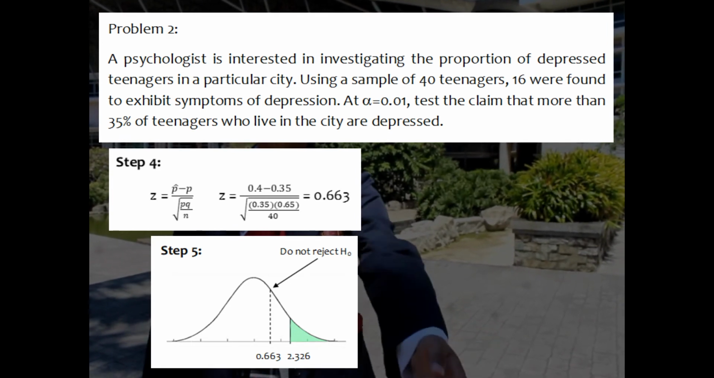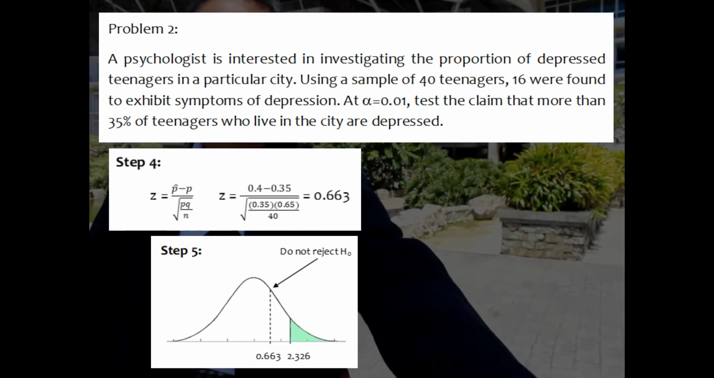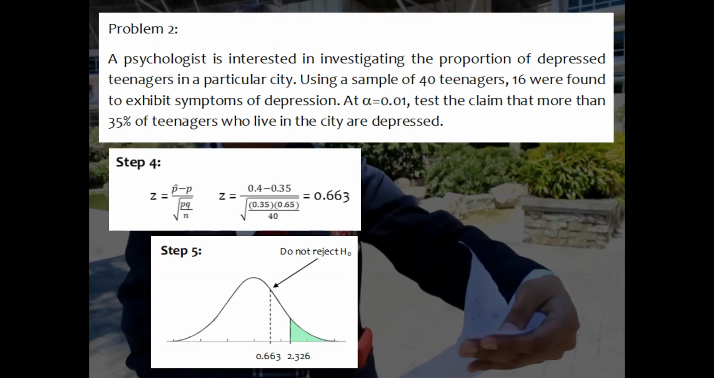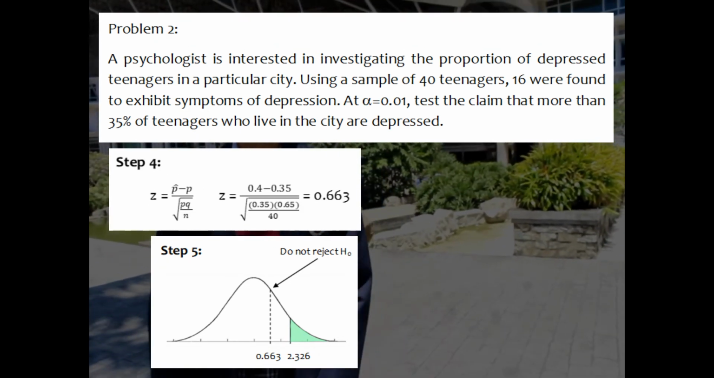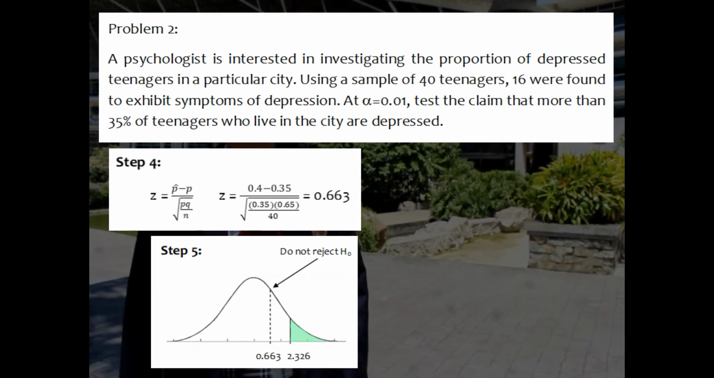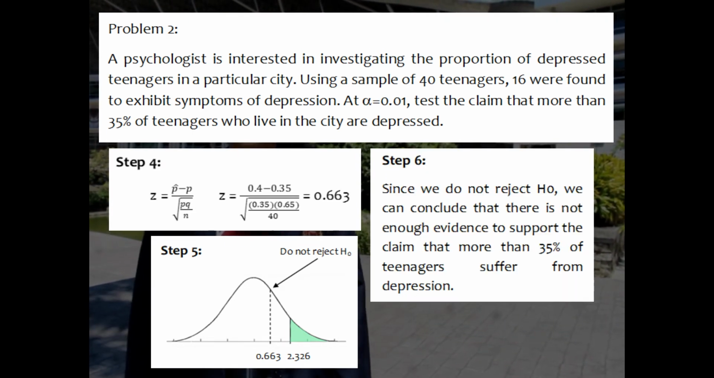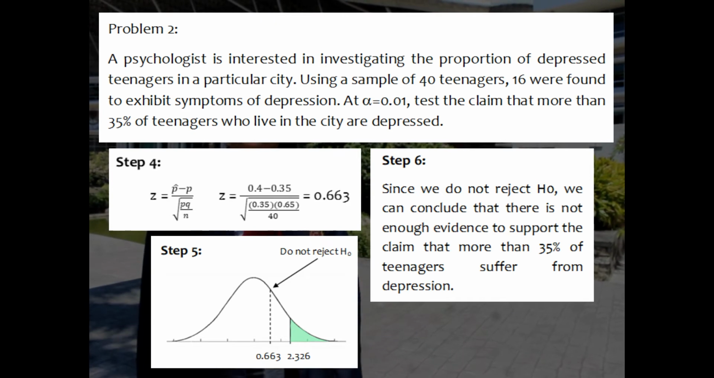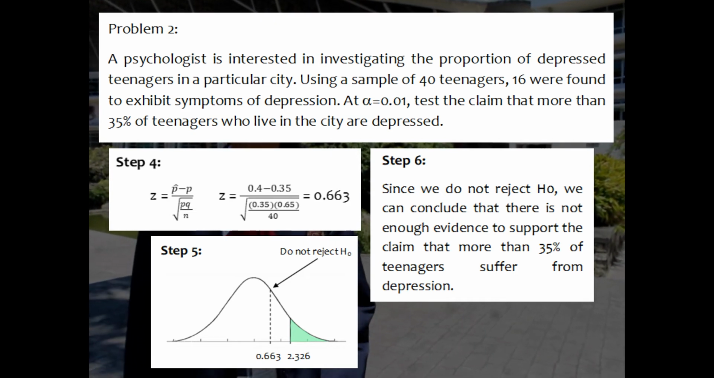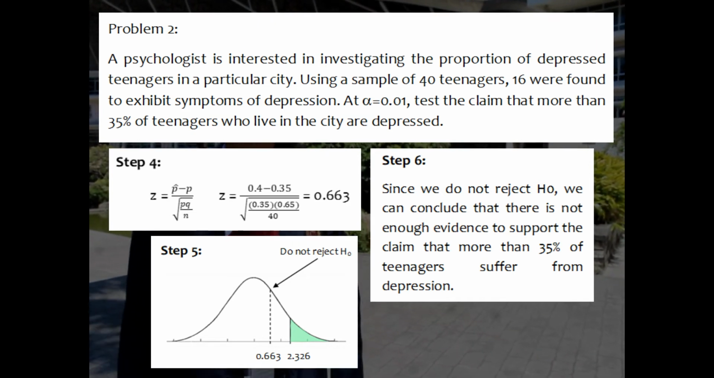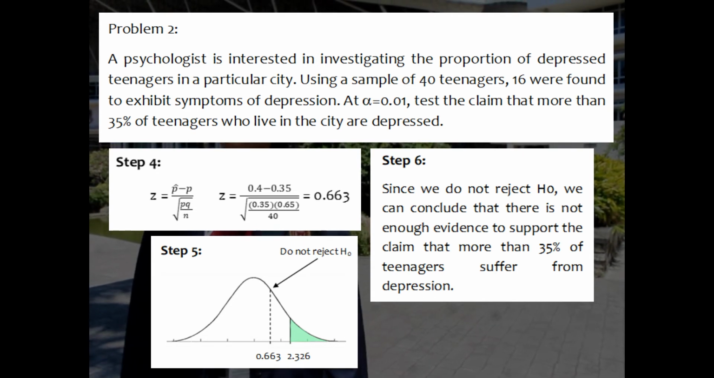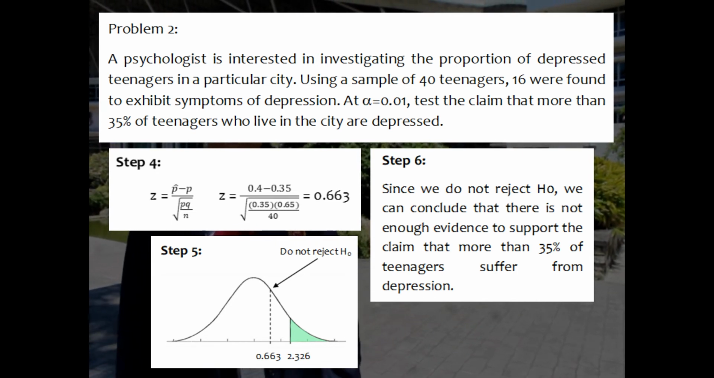Now we are going to look for the solved Z value, which is 0.663, which lies in the non-rejection region, meaning we do not reject H0. Step 6, for the conclusion, since we do not reject H0, we can conclude that there is not enough evidence to support the claim that more than 35% of teenagers suffer from depression.